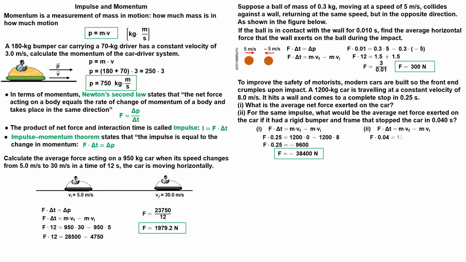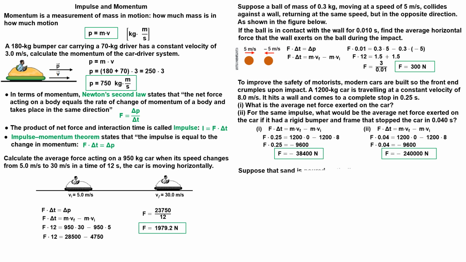The change in momentum is the same in parts 1 and 2, but the time intervals are different. So the average net force is different in both situations. The magnitude of the net force on the car with the rigid frame is more than 6 times greater than when the car crumples.